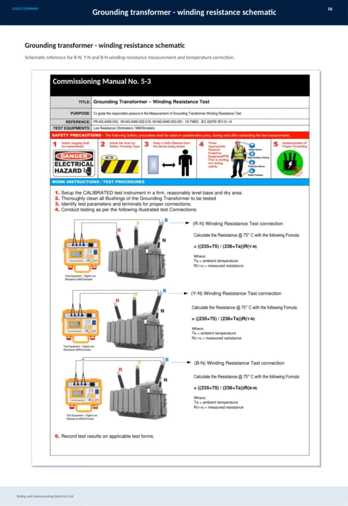Here we have the schematic for measuring the winding resistance of the grounding transformer, specifically for the RN, YN, and BN windings. This is crucial because accurate winding resistance measurements help us verify the transformer's integrity and detect any potential issues before the system is energized. You'll also notice that temperature correction is included in this schematic. This is important since resistance values can vary with temperature, and adjusting for this ensures our readings are reliable and consistent. Overall, this procedure is a key part of the testing and commissioning process outlined in Commissioning Manual Number 5-3, helping us guarantee safe and efficient operation of the electrical grid.